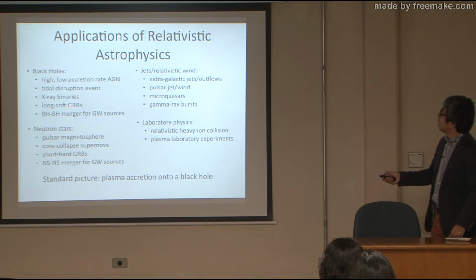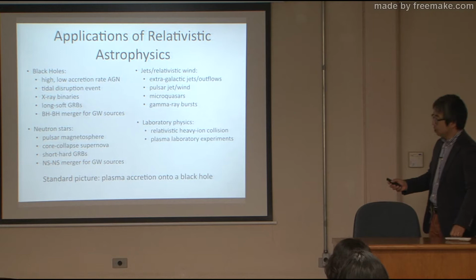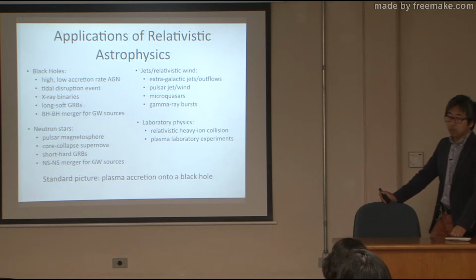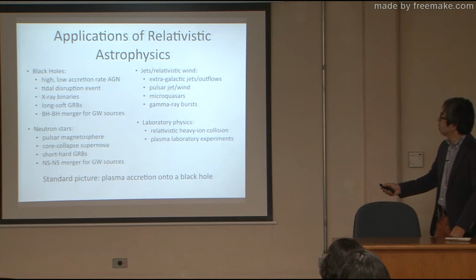First, I think we can think of three big categories in astrophysics. One is the black hole directly. If we are concerned with high or low mass accretion rate, AGN is one of the targets. And then the tidal disruption event is also a concern for the relativistic effect. And then X-ray binaries, long soft gamma ray bursts, and binary black hole mergers for gravitational waves. So this is the stellar mass black hole. This is mostly the supermassive black hole case.